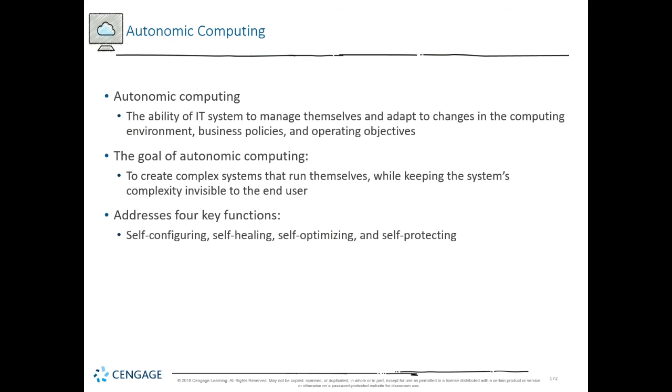Autonomic computing is the ability of IT systems to manage themselves and adapt to changes in the computing environment and business. The goal of autonomic computing is to create complex systems that run themselves, addressing four keys: self-configuring, self-healing, self-optimizing, and self-protecting.